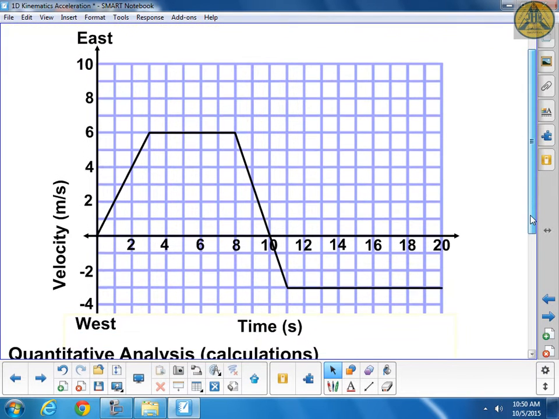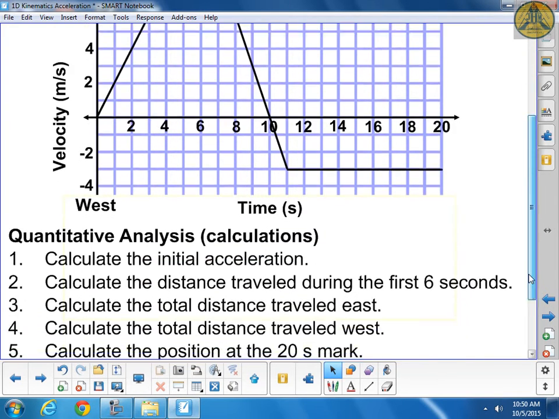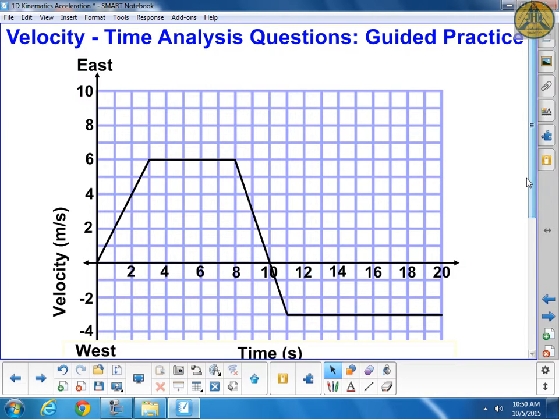Okay, so we're looking at velocity time graphs, and we're going to do some calculations based on these. So the first thing, initial acceleration. Initial meaning the starting or the very first acceleration. If I use that word, I'm just talking about the slope of the first line right here, that rise over run right there.